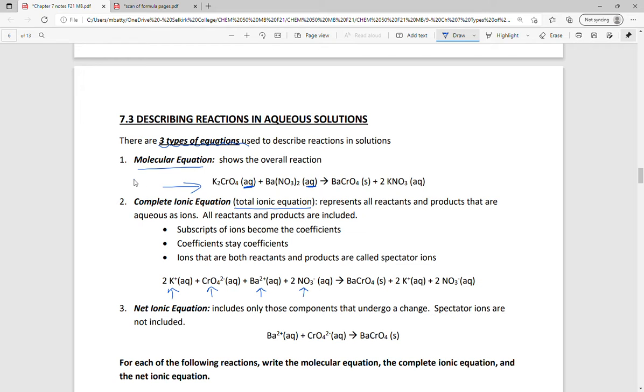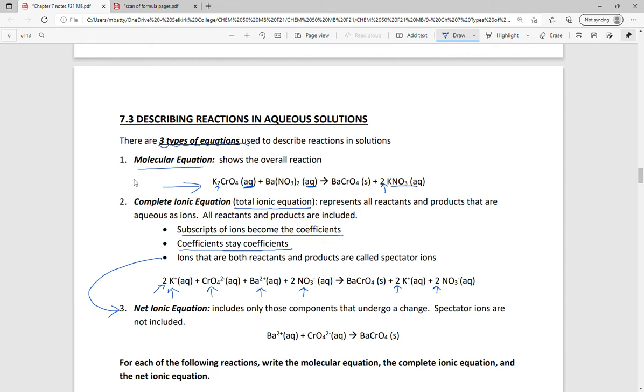And if you take a look, there are some rules here. Subscripts of ions become the coefficients. So the 2 down below for the potassium means that we have 2 potassium ions in solution. Coefficients stay coefficients, so over here we have the example of 2 in front of our potassium nitrate; they stayed out in front. And ions that are both reactants and products are called spectator ions. That's key in going to the third kind of chemical equation. We'll get lots of chances to practice these, so I'll keep going.